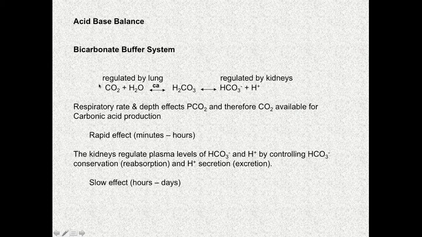So carbon dioxide, when it's produced, diffuses into cells, interacts with the water and carbonic anhydrase of those cells, and forms carbonic acid, H2CO3. That acid can ionize into bicarbonate and free hydrogen ions.